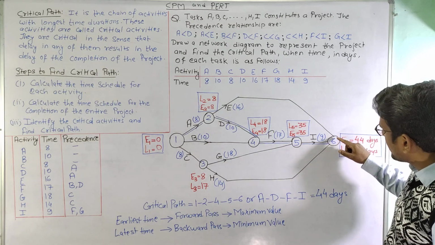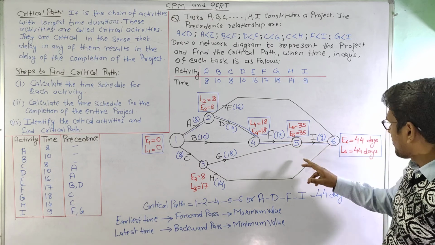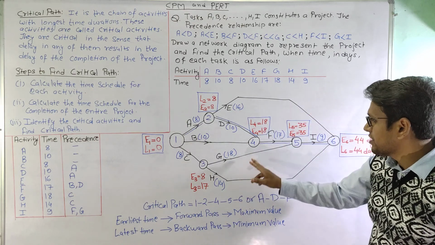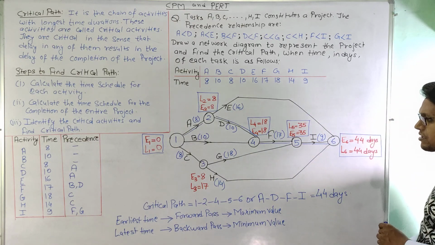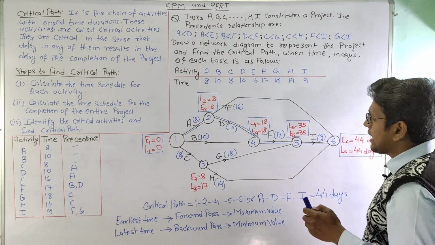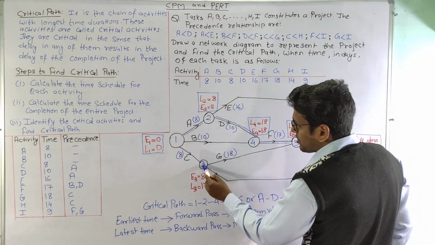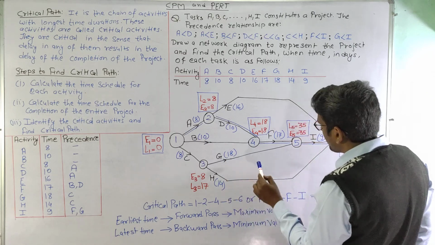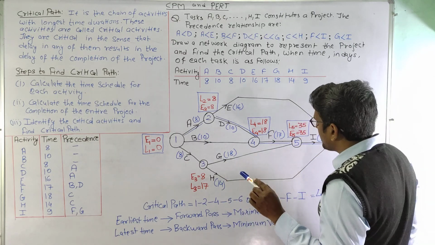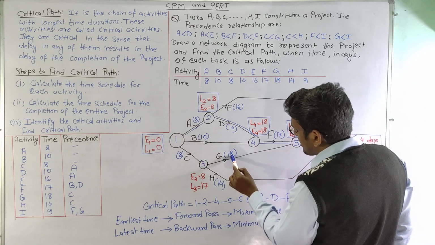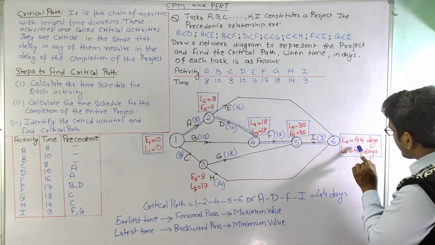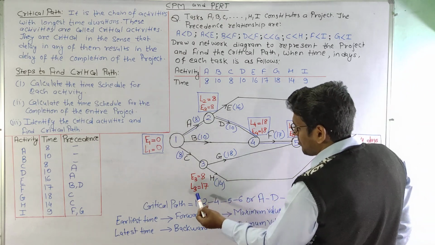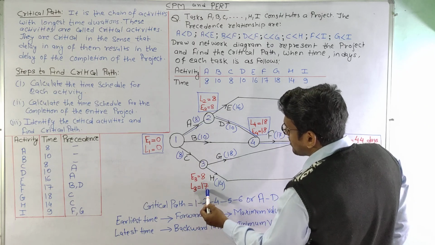As we can see, there are 3 arrows from here, so we can subtract this for different activities and see what value of L comes. And if there is more than one arrow going out of a particular node, we will select the minimum value. As we can see, 35 minus 18 is 17, and from here 44 minus 14 is 30. So we will select the minimum, that is 17.